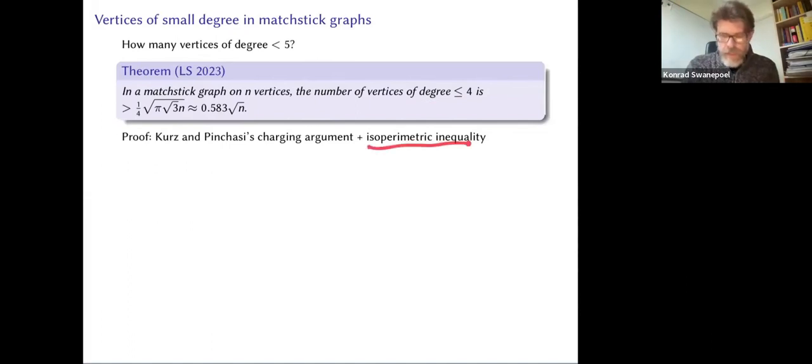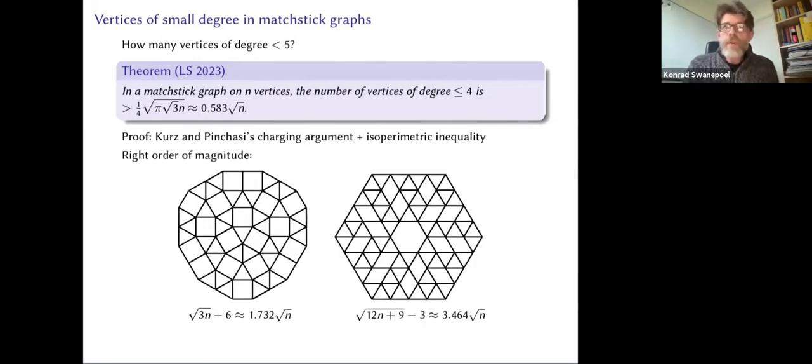The isoperimetric inequality comes from the fact that there must be lots of triangles in there, and they all have an area, well, they're unit length triangles. So there's a lower bound to the area. Then there's a lower bound to the size of the boundary, and on the boundary, you will find many vertices of small degree. And this is the right order of magnitude. There are many sorts of examples.